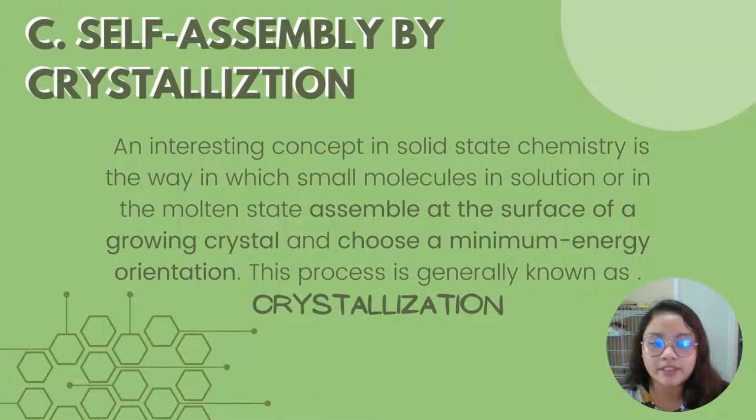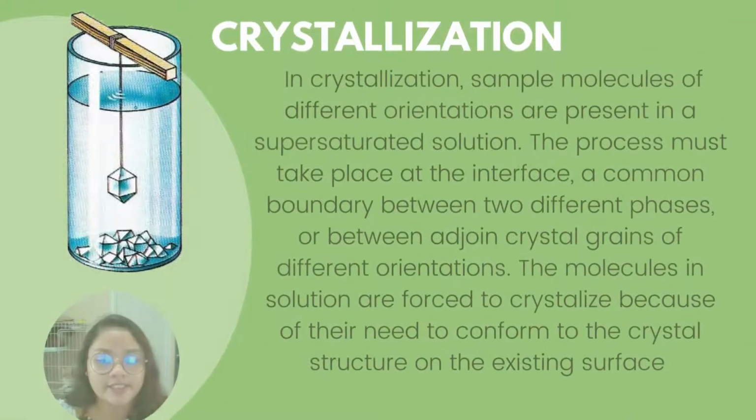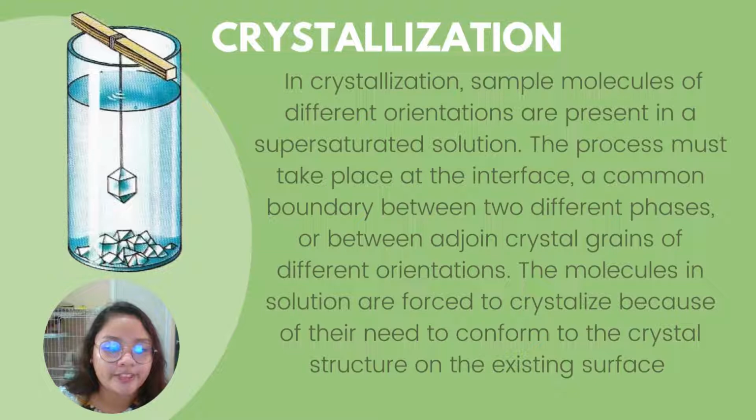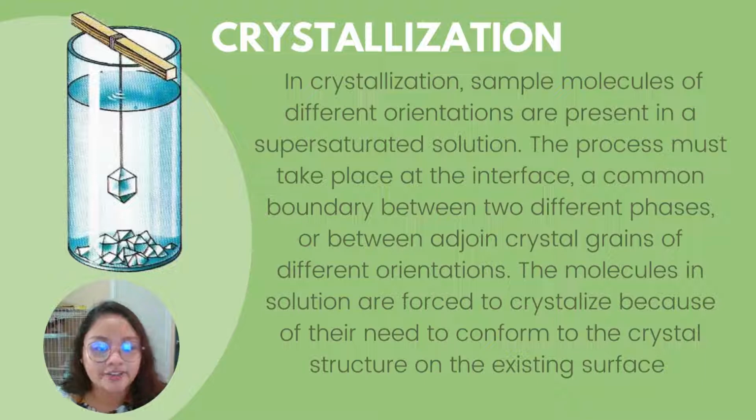An interesting concept in solid state chemistry is the way in which small molecules in solution or in the molten state assemble at the surface of a growing crystal and choose the minimum energy orientation. This process is generally known as crystallization. In crystallization, sample molecules of different orientations are present in a supersaturated solution. The process must take place at the interface, which is a common boundary between two different phases or between adjoining crystal grains of different orientations. The molecules in solution are forced to crystallize because of their need to conform to the crystal structure on the existing surface.